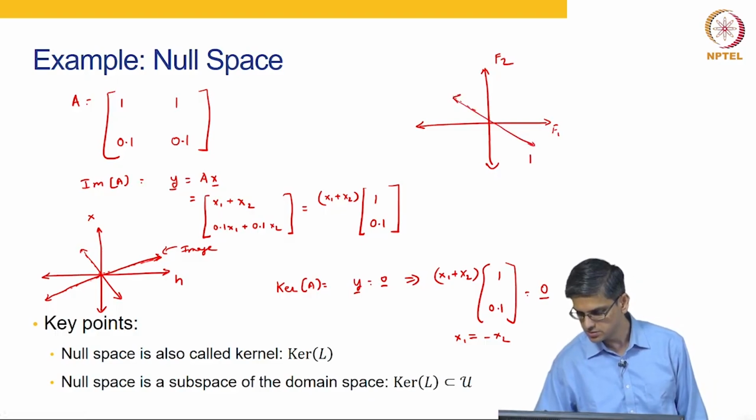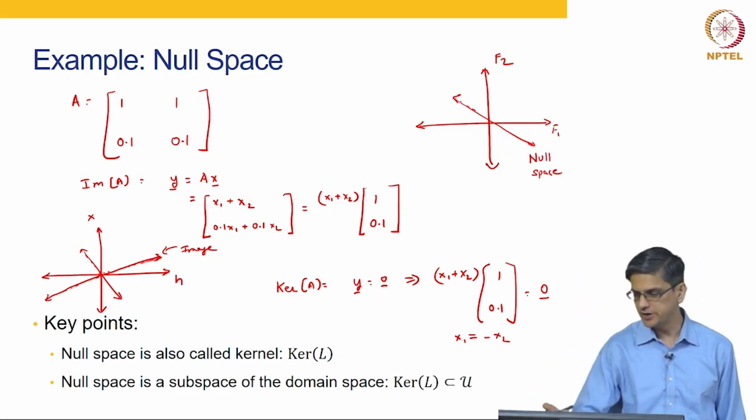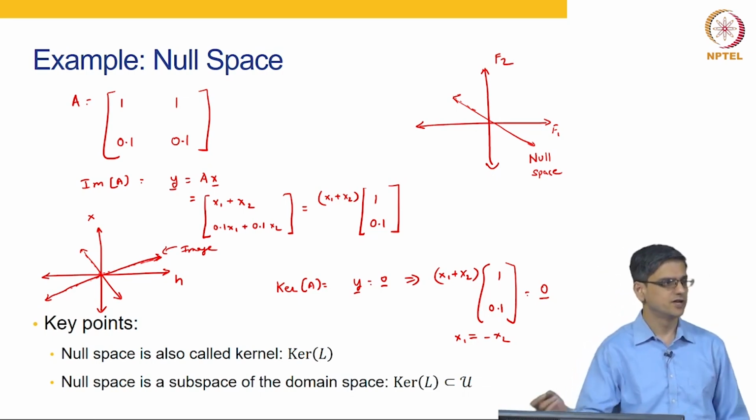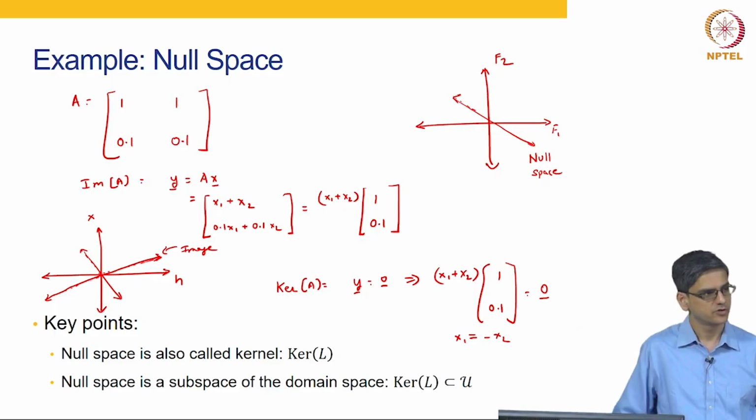So, this is going to be your null space. Any point on this will get reflected onto the origin in y. So, that is what this particular case means.